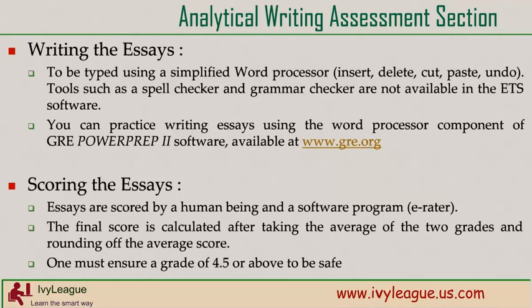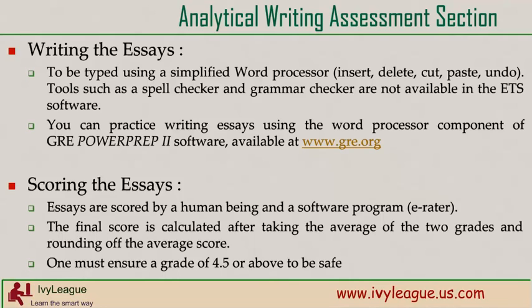You can practice writing essays using the word processor component of GRE Prep 2 software, which can be downloaded from www.gre.org. As far as checking of essays is concerned, for the computer-delivered test, each essay receives a score from at least one trained reader, using a 6-point holistic scale. In holistic scoring, readers are trained to assign scores on the basis of the overall quality of an essay in response to the assigned task.